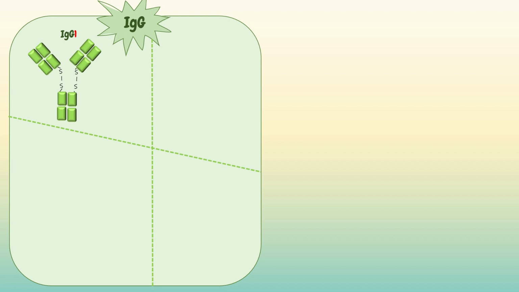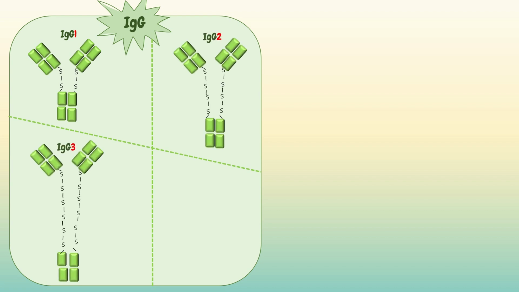First is immunoglobulin G. Immunoglobulin G comprises the largest portion of serum immunoglobulin. They are divided into 4 subclasses: immunoglobulin G1, immunoglobulin G2, immunoglobulin G3, and immunoglobulin G4, due to differences in the gamma chain.